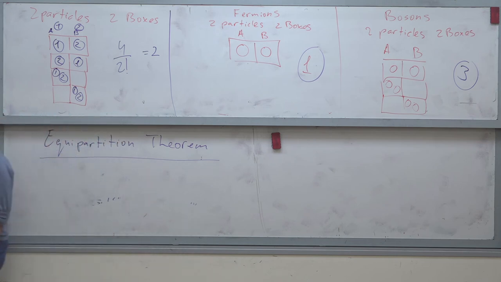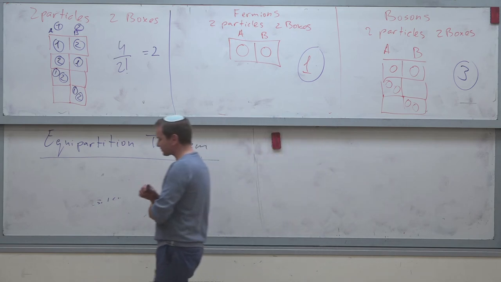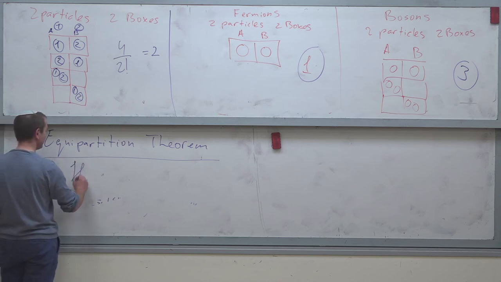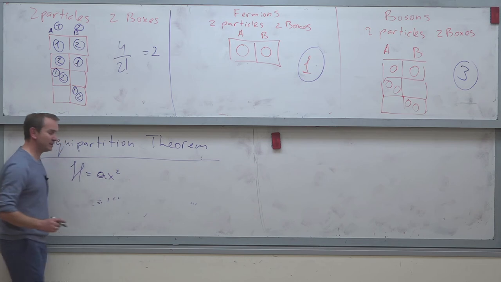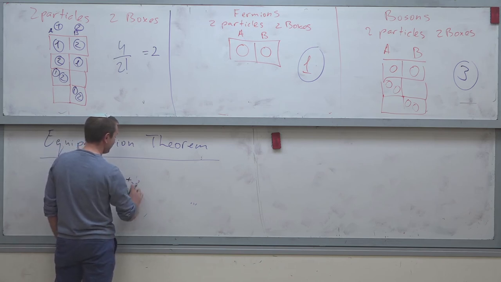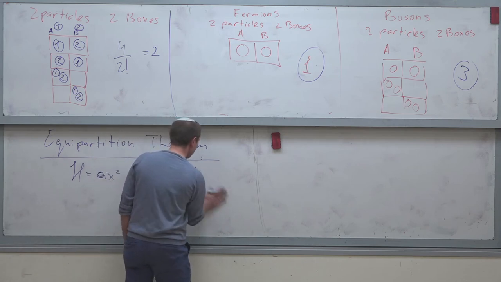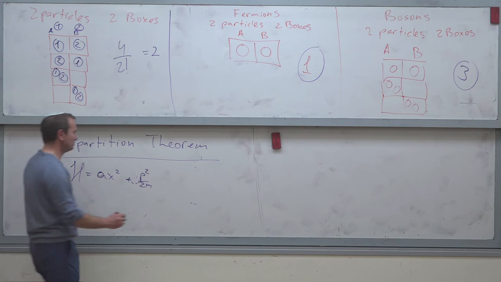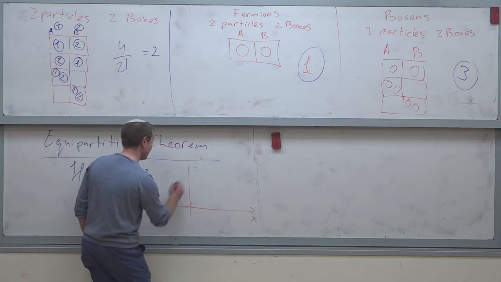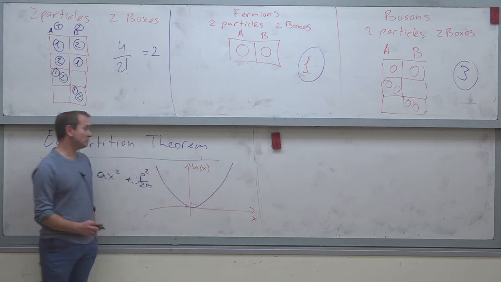So what is the equipartition theorem? This is something that is based on the statistics of Gibbs. Let's assume that our Hamiltonian is a quadratic function of the position, and we have here p squared divided by 2m. Basically, we're looking at a system of a single particle which is bound by a harmonic potential. So this is our position, x. This is u of x. This is the potential, it's a square function.